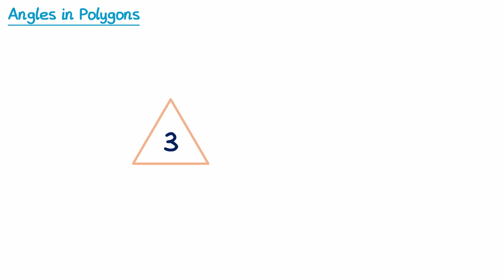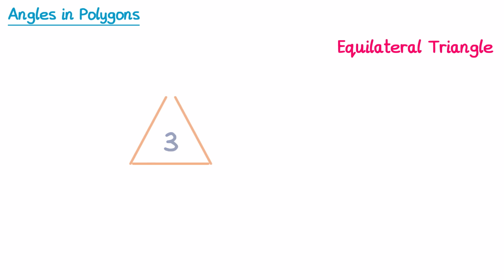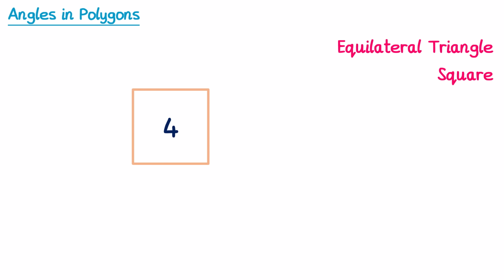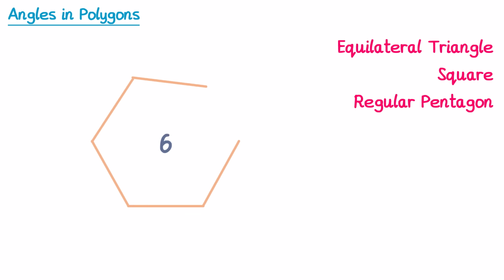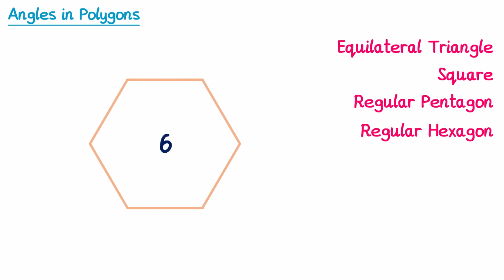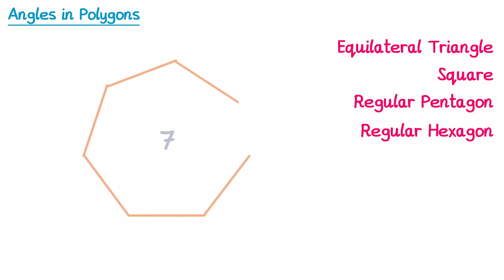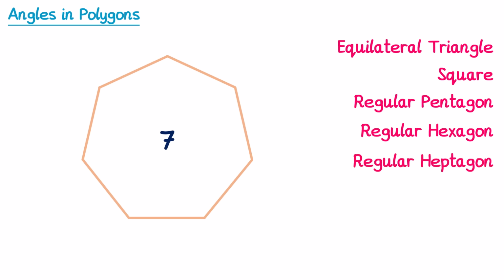If we have a regular polygon with 3 sides, we call this an equilateral triangle. If we extend it to a regular polygon with 4 sides, then this is a square. If we add a 5th side, then this one would be a regular pentagon. If we add a 6th side, this one would be a regular hexagon. A 7th side means we end up with a regular heptagon.